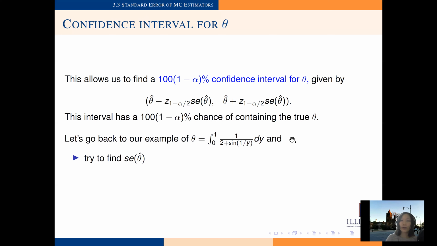So let's go back to our example where we try to use Monte Carlo integration to evaluate theta. That's given by the integral from 0 to 1 of 1 over (2 plus sine(1 over y)) dy. And let's try to find what is the standard error and a 95% confidence interval for our theta.